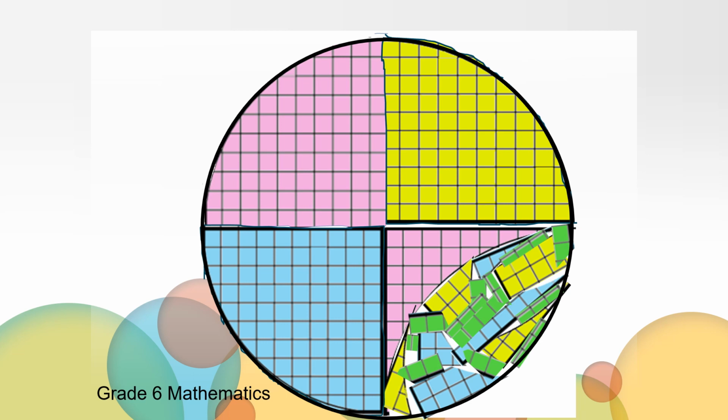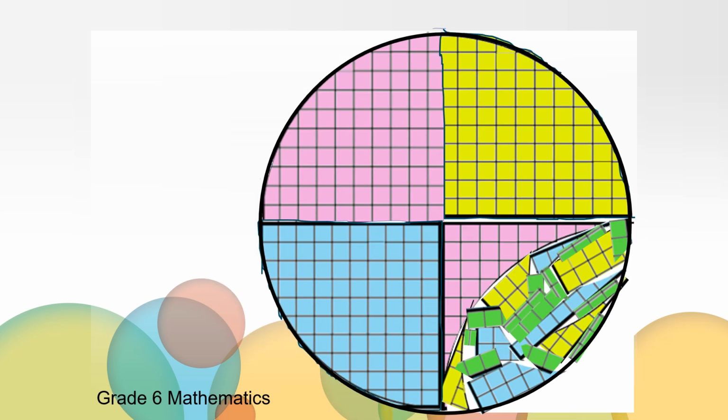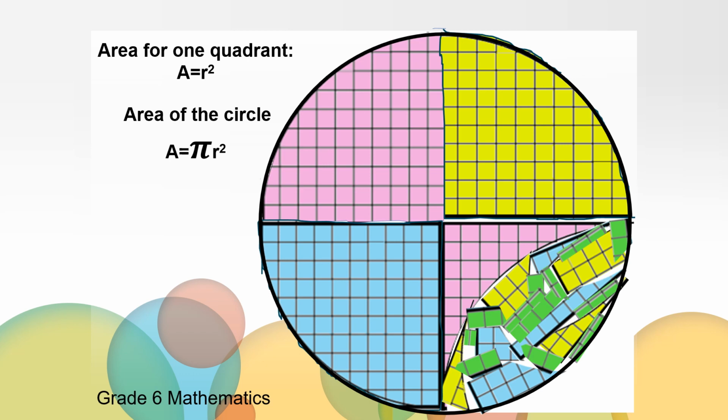Let's see how this process connects to the formula for finding the area of a circle. We first found the area of one quadrant by doing radius squared. Next, we found that it would take 3 quadrants and a little more to completely cover the circle. For this activity, the 3 and a little more is an estimate for pi. So we can multiply pi by the radius squared, or the area of one quadrant, to find the area of any circle.